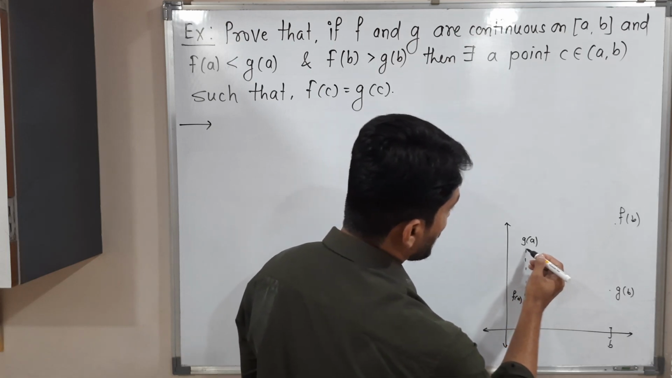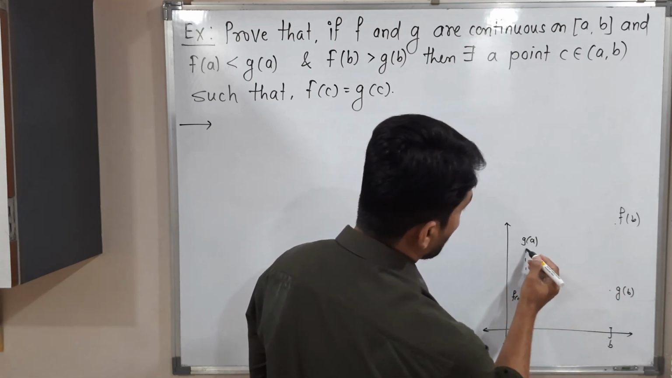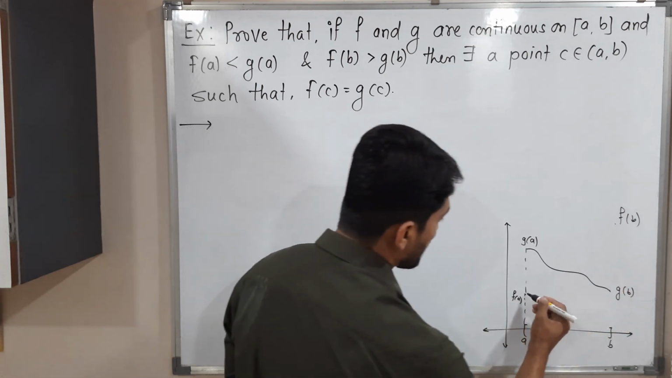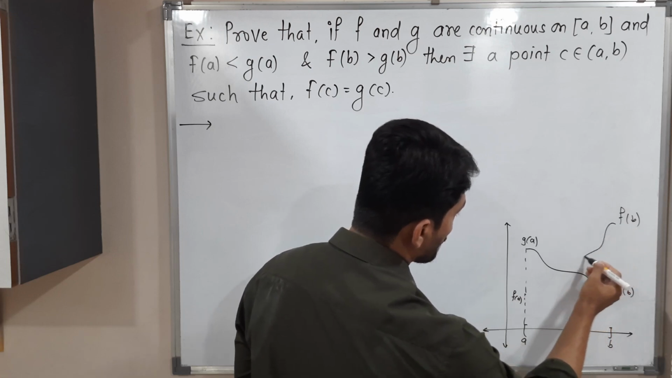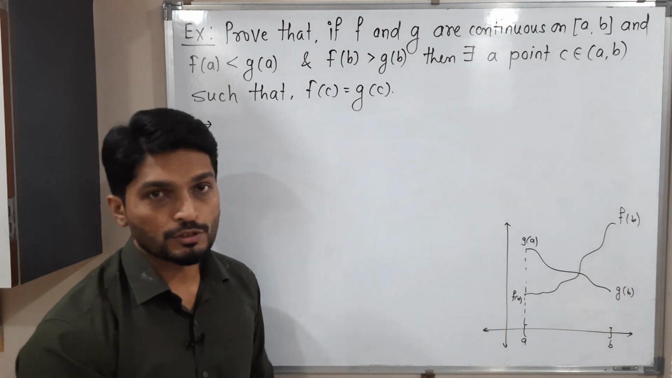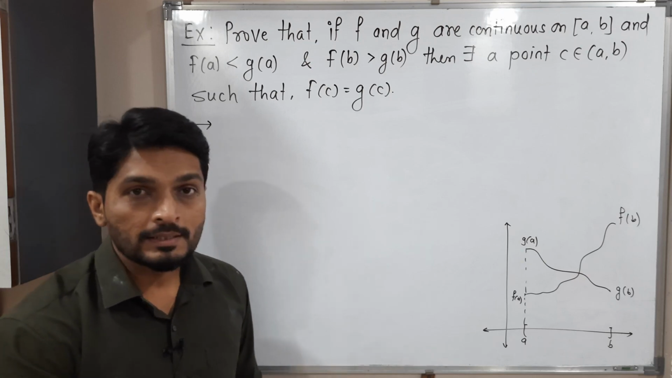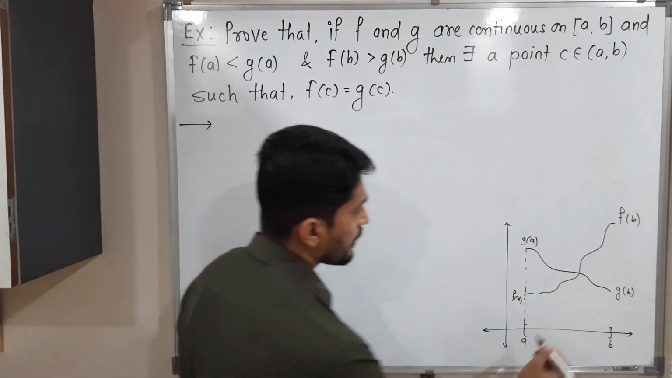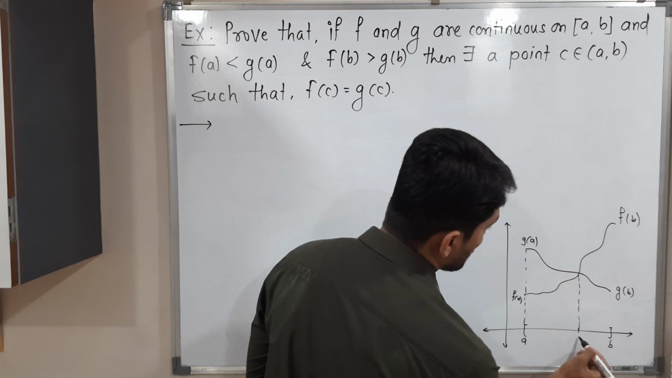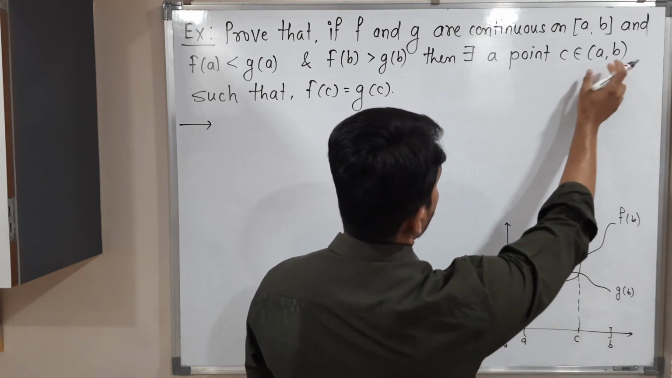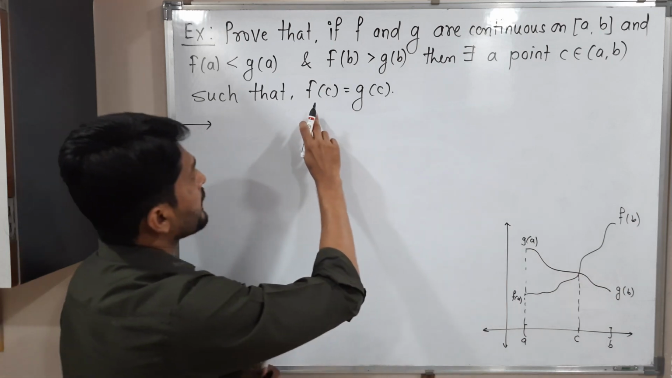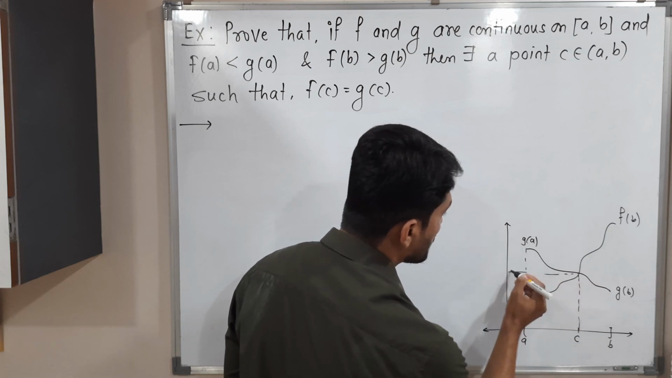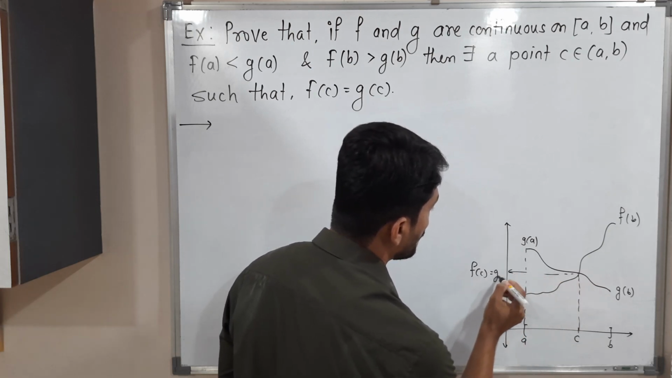So g is starting at this point and going up to this B, and the function is continuous, so the function will be like this. And f is starting here, f of A, and going to this B, so the function will be like this. Both are continuous functions, right? In this diagram, you can easily see both curves will definitely intersect at least at one point. We have to prove that there exists some point C belonging to this open interval AB such that f of C is equal to g of C. So at this point of intersection, both values are the same.